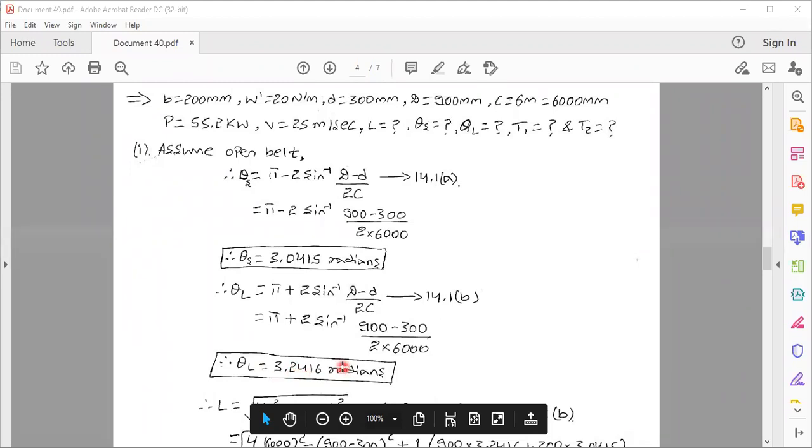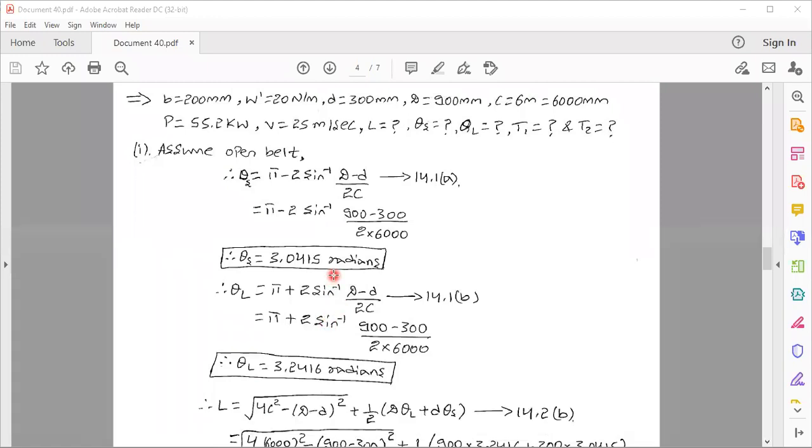3.241 radians. While calculating this, you need to make sure that the calculator is in radian mode. Whatever angle you get, it is in radians. If you refer to the data book, they have also mentioned that whatever the angle of contact is, it is in radians. So while calculating, make sure that the calculator mode is in radians.